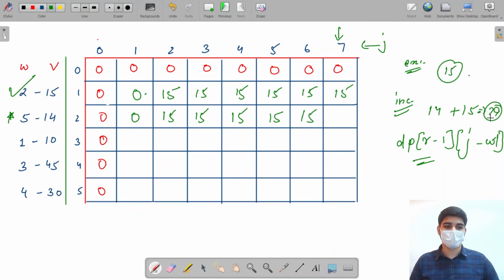Which is 29. That means at 7, I can include myself, and after inclusion 2, I can make a maximum value of 15, right? So if I include myself, I would get 29 value. If I exclude myself, I can make a maximum of 15 value, right? Of course, inclusion wins in this case. So that means I would include myself finally, which is 29 value, right? So we have processed these two items, right? Let's quickly run through the rest of the items.